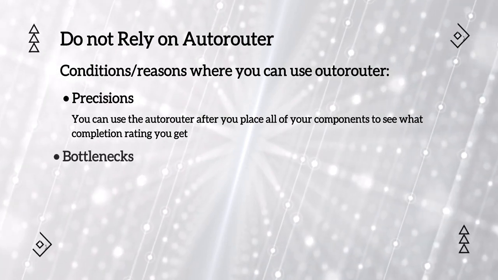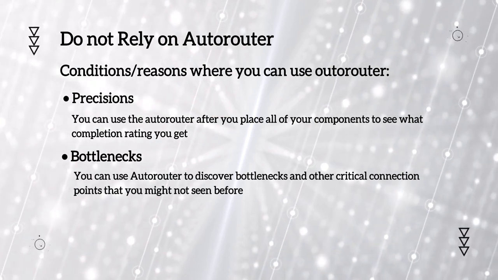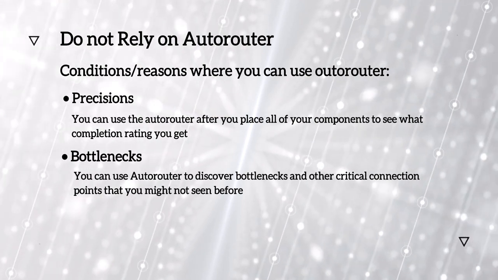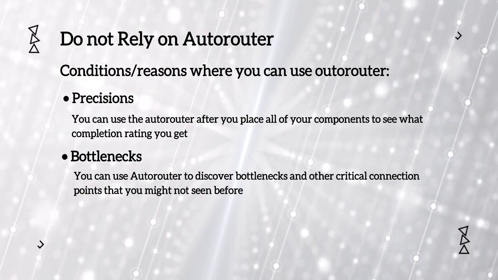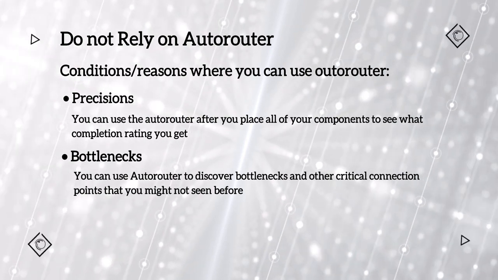Second, bottlenecks. You can also use the auto router to discover bottlenecks and other critical connection points that you might not have seen during your component placement process.